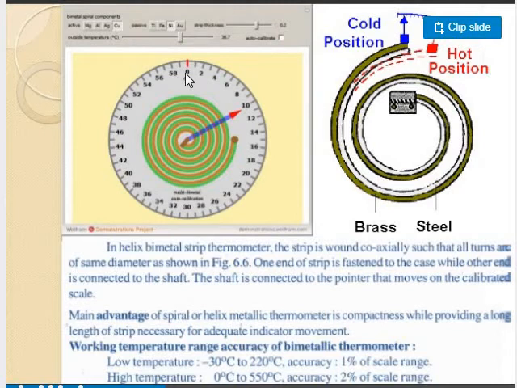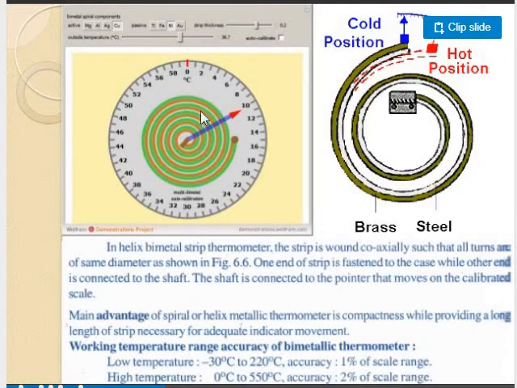So one end of the strip is fastened to the case while the other end is connected to the shaft. The concept is the same. The shaft is connected to the pointer that moves on the calibrated scale. So the main advantage of the spiral or the helix is compactness. So, easier, a small device you can keep on a table is more than enough. This compactness while providing a long length of the strip necessary for adequate indicator movement.